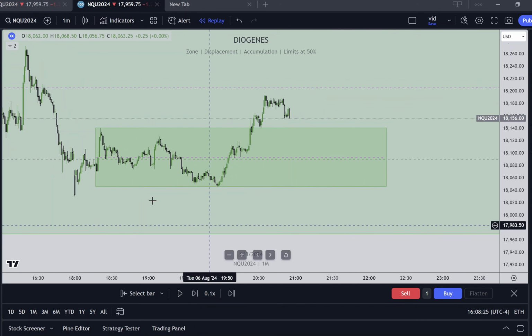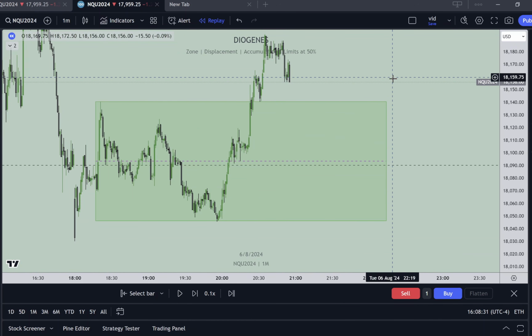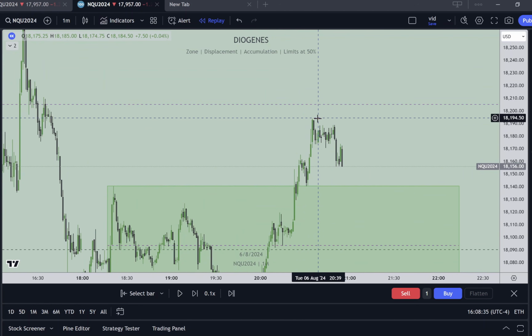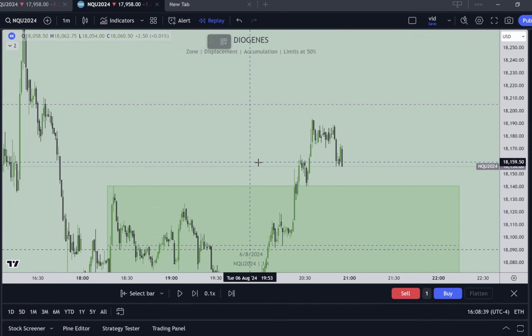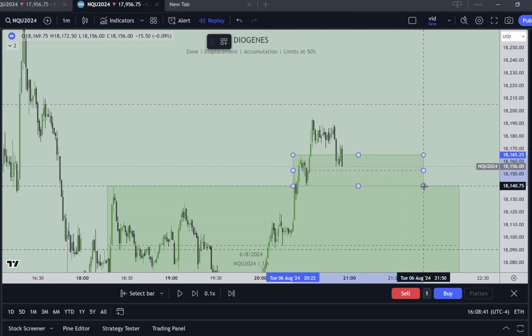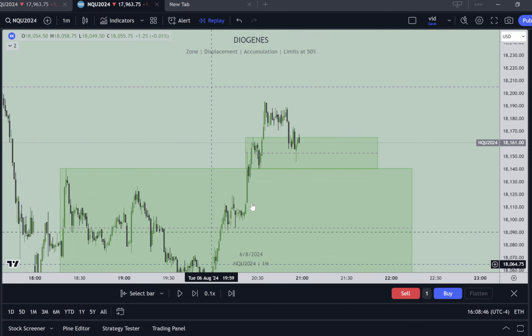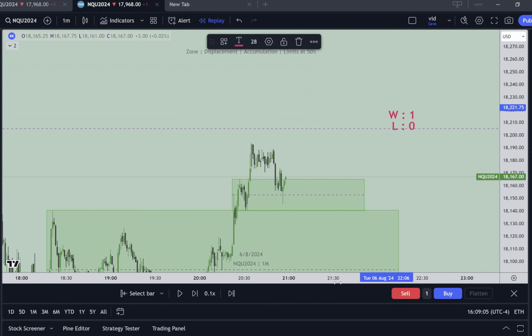Now we have our perfect zone and we have our accumulation just above, but I like how we broke this zone up and accumulated before going back to it. So I'm taking this 1-to-1. Okay. So we're in and the 1-to-1 instantly delivered. So 1 win, 0 loss. Let's keep playing price now.